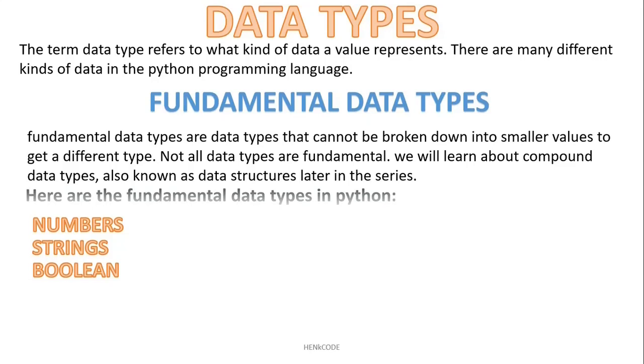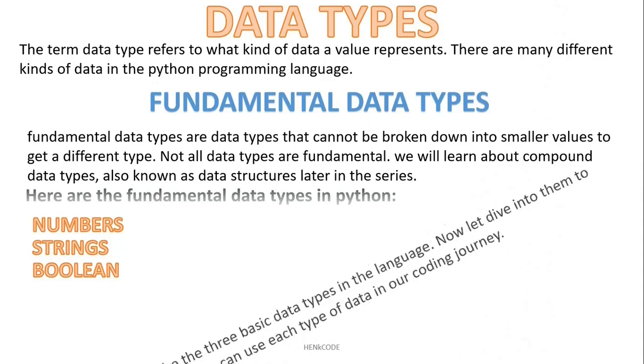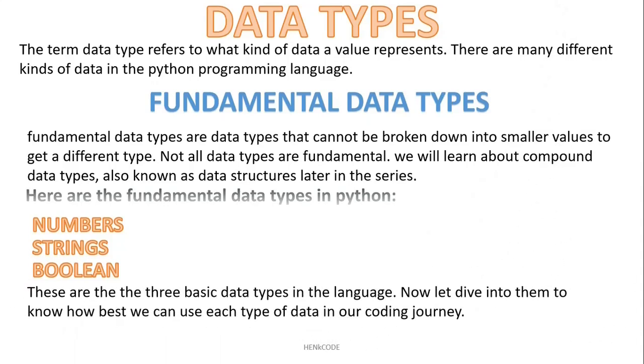Here are the fundamental data types in Python. We have numbers, strings, and booleans. These are the three basic data types in the language. Now let's dive into them to know how best we can use each type of data in our coding journey.